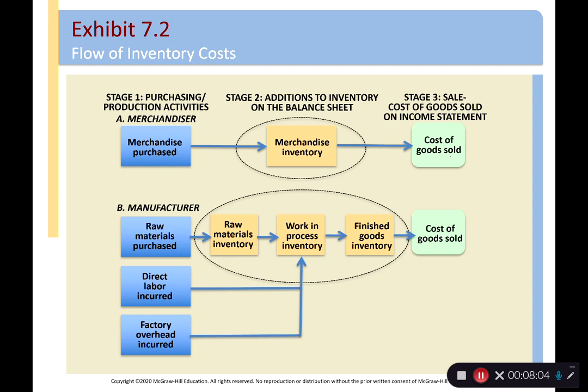manufacturers are going to have raw materials, WIP, and finished goods inventory. In order to make their products, they add labor and overhead costs in order to convert it from a raw material into a finished good. But the bottom line is all of those items, those costs associated with making the inventory, go into one of the 3 inventory accounts on the balance sheet and will only get expensed when those final goods are sold. We'll focus more on manufacturing in managerial accounting. Our focus in financial accounting really will be on the merchandiser.